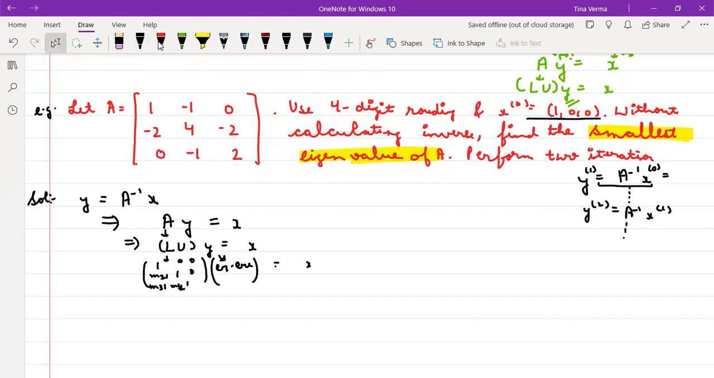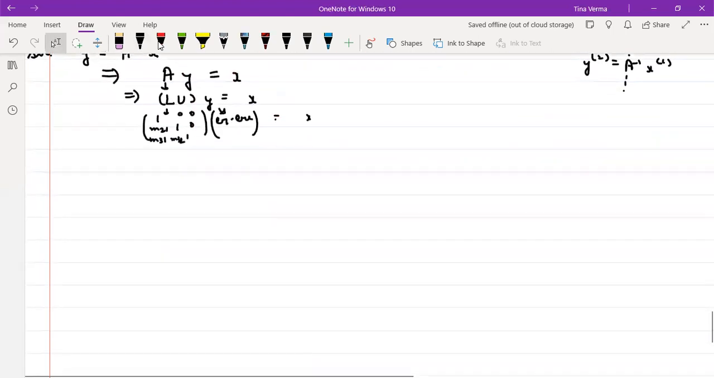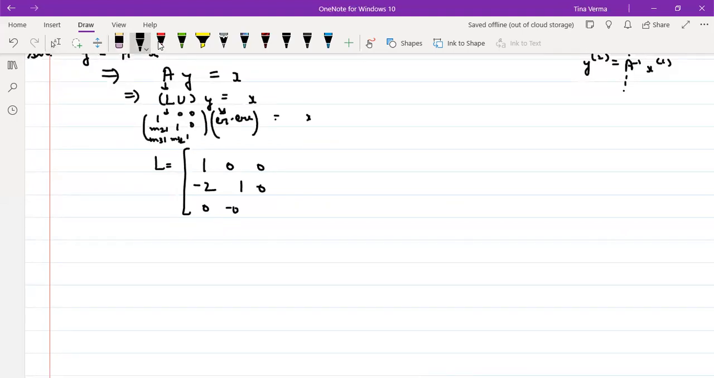So when you do the process, the L matrix comes out to be 1, 0, 0, -2, 1, 0, 0, -0.5, 1, and your U matrix comes out to be 1, -1, 0, 0, 2, -2, 0, 0, 1.